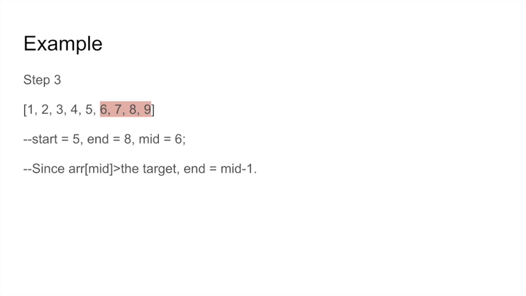The midpoint is the value 7, so since 7 is greater than 6, you bring the end of your search window back to the index to the left of the midpoint. So if array[mid] is greater than target, end equals mid minus 1. Now both your start and your end are at the same index, and since the midpoint is found by taking the average of these indexes, the midpoint is also there. So we have found the target.